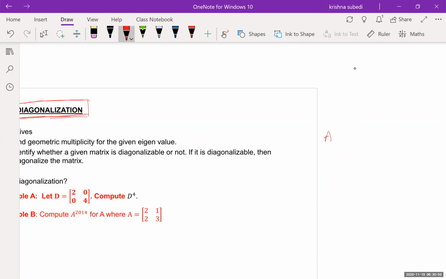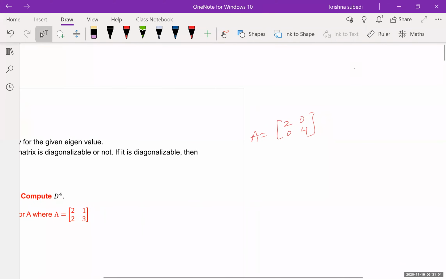Okay, let's say you are given a matrix A, which is [2, 0; 0, 4]. I want you to find A cube, let's say. How do you do that? One way is to write, because A cube means A times A times A, right?